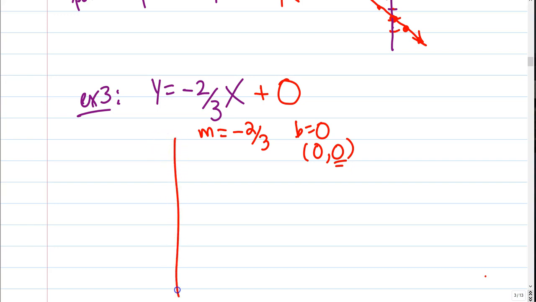So when I go to graph this, I start at the origin at 0, 0. And from there, we use the slope: down 2, right 3. If I wanted another point, I'd go down another 2, right another 3, and I could plot another point. If I wanted to go backwards, I could go up 2 and left 3.